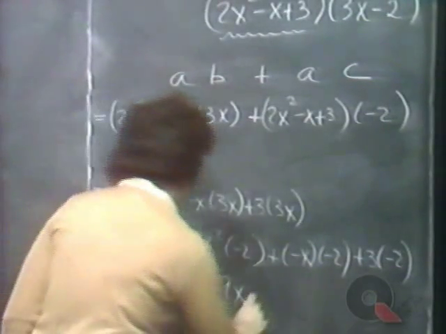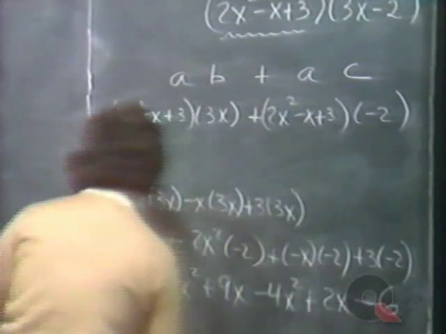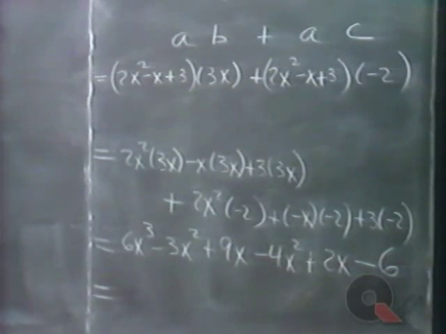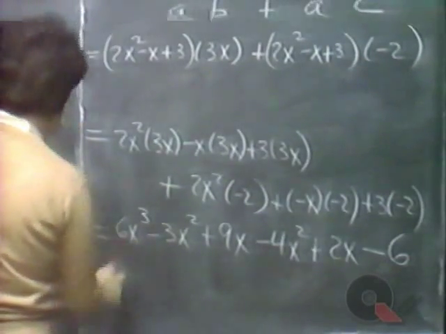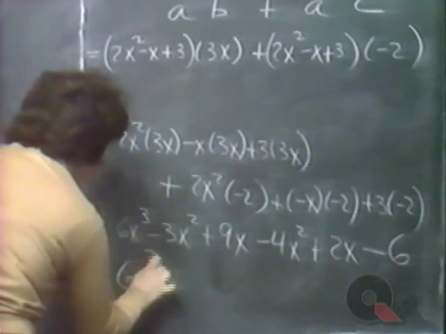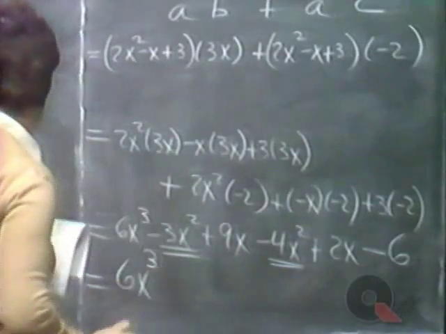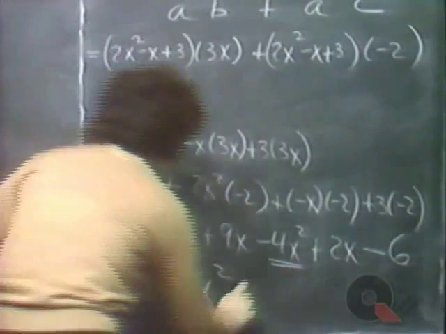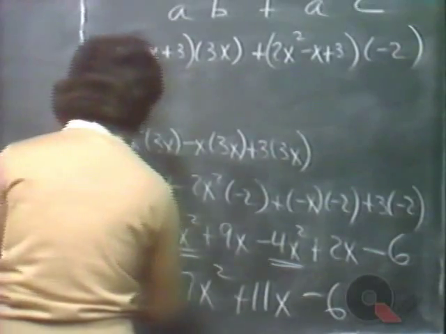Then we get minus 4x squared plus 2x minus 6. And we're going to try to combine the like terms. We notice we have all 6x cubed. There's nothing that combines with that. We have minus 3x squared and minus 4x squared, giving us minus 7x squared. Plus 9x plus 2x, that's plus 11x, and then minus 6 for our final answer.